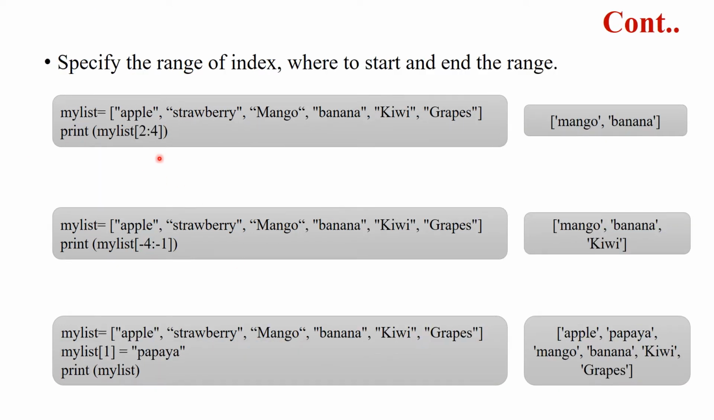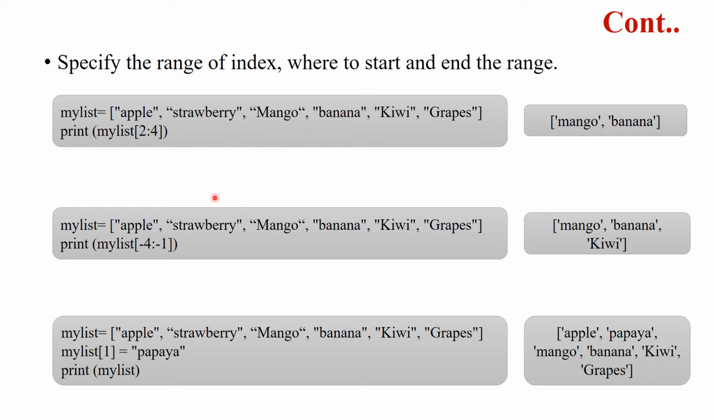Next, I can also specify a range of index where we want to start and where we want to end the range. Here in this list, I want to print 2:4. The index value starts from 2 and ends at 4. That is 0, 1, 2. This 2 is the mango. So 2 and 3 are included and 4 is excluded, so mango and banana will get printed.